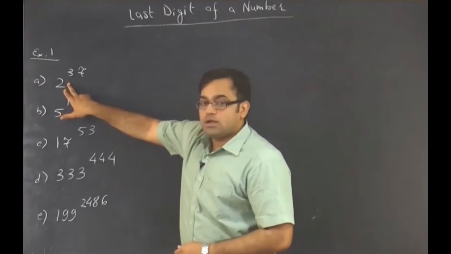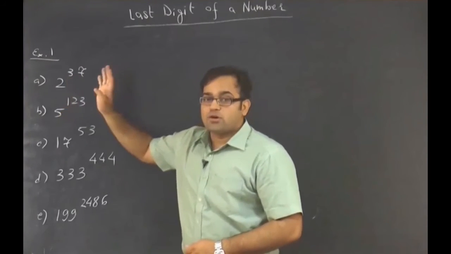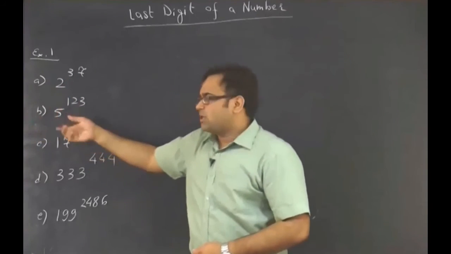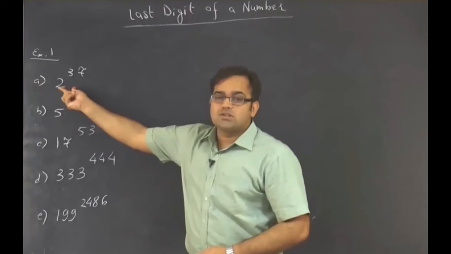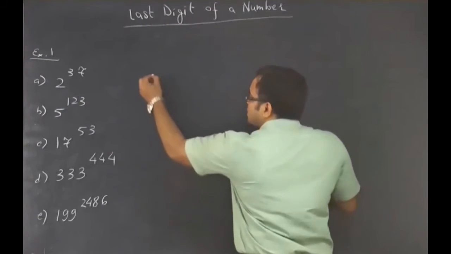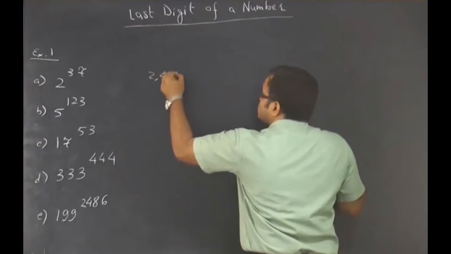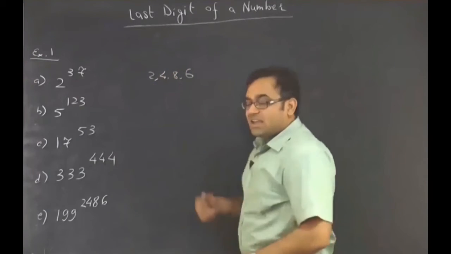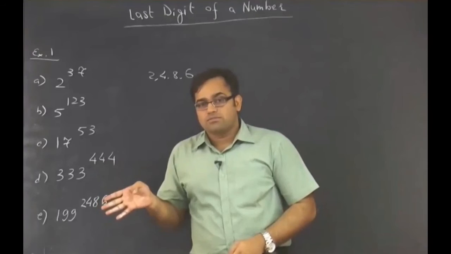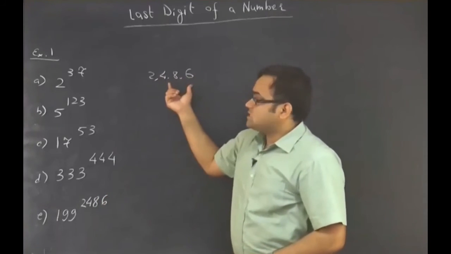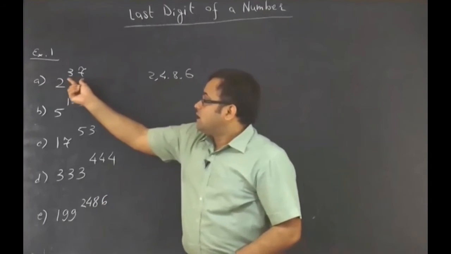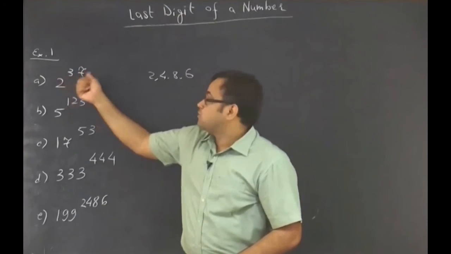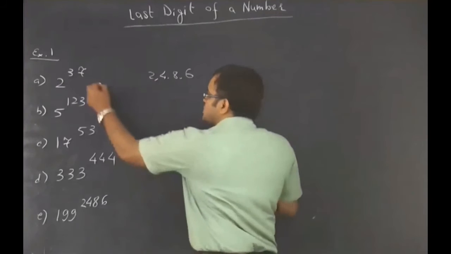As you would recall, in the power cycle for 2, there are 4 terms: 2, 4, 8 and 6. Even if you don't remember this, we can always do this calculation right over here. 2 to the 4, 4 to the 8, 8 to the 16, 16 to the 32, the same cycle will start repeating. Anyway, the cyclicity is never more than 4. So 2, 4, 8, 6, this is the power cycle. 37 divided by 4, remainder is 1. 2 to the power 1 is 2, so the answer would be 2.